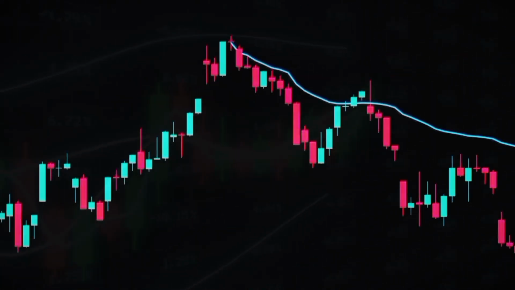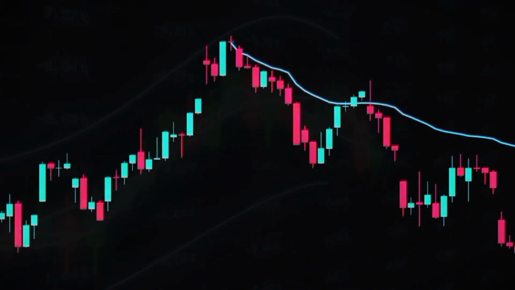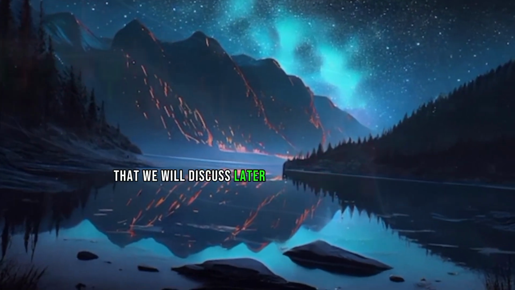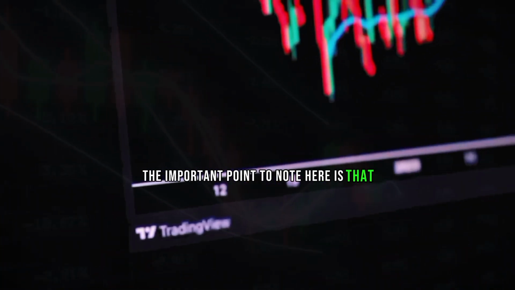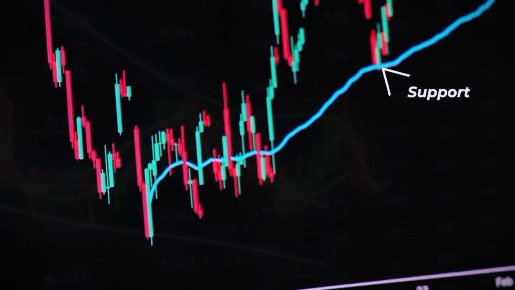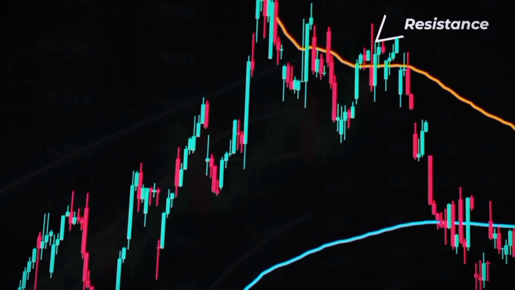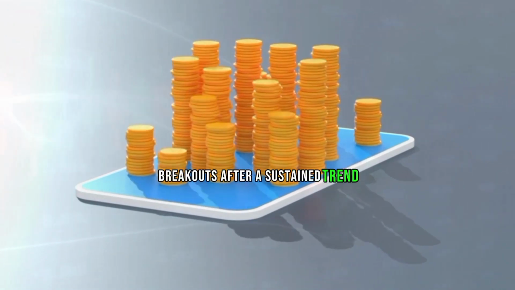Now, obviously, we don't blindly enter whenever the price pulls back to the anchored VWAP. We also look for other confirmations that we will discuss later in the strategies section. The important point to note here is that the anchored VWAP will provide support to the price in an uptrend and resistance in a downtrend. Topic 5. Use number 2, breakouts after a sustained trend.